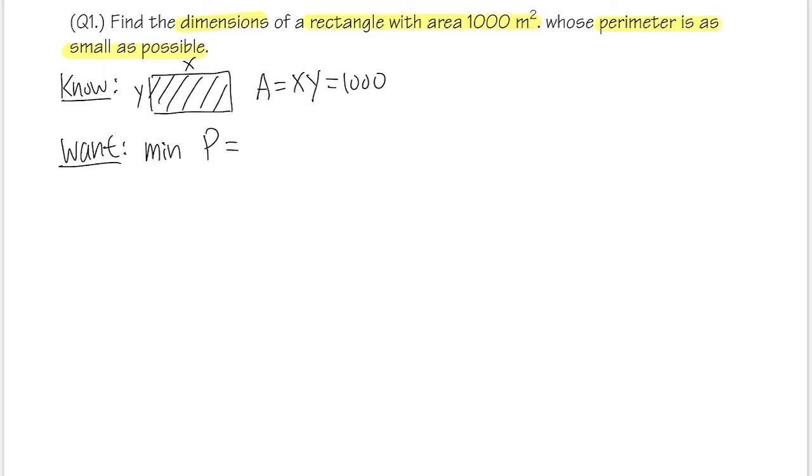So how can we write an equation for the perimeter? Take a look at this picture. The perimeter means that you go around the rectangle, so we have X, and then this is also X. So we have 2X, and we have to add the width, Y and Y, so 2Y.